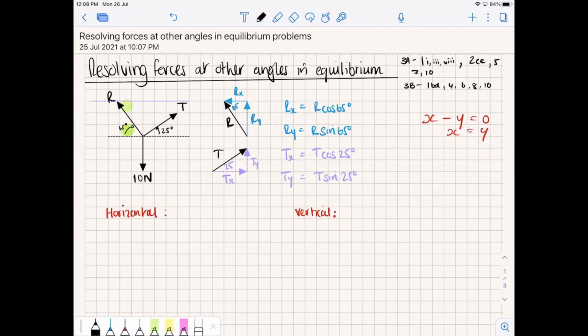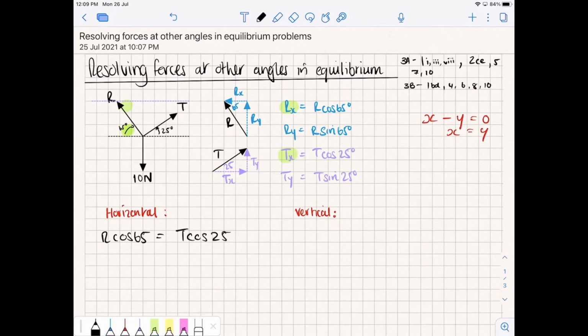So what I'm going to do is make the two horizontal forces equal to each other. The horizontal forces, right, that's why I've labeled them X and Y, because we know X is normally horizontal and Y is normally vertical, right? So name your forces so that you don't lose track of them. So Rx is basically R cos 65, and that's equal to the horizontal component of T, right, which is T cos 25.